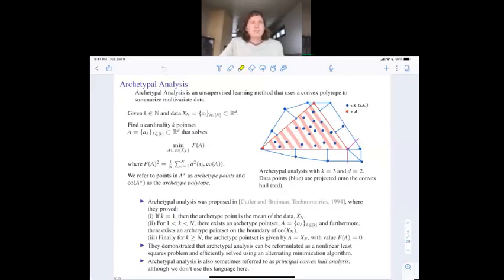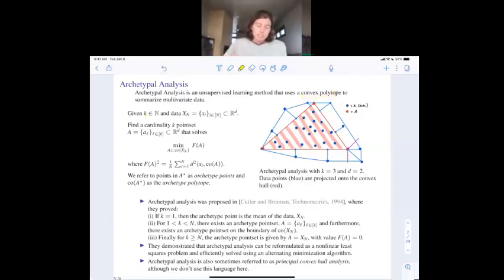Okay, so let me begin by saying what archetypal analysis is. At a high level, it's an unsupervised learning method that approximates or summarizes multivariate data using a convex polytope. So you're given data X, and these are going to be points in R^D throughout this talk, and I'll have n of them. And you also fix an integer k. K is going to be the number of vertices in this convex polytope that you're using to summarize the data.